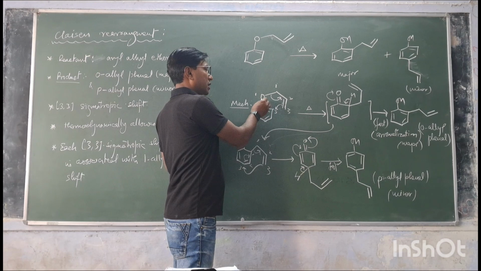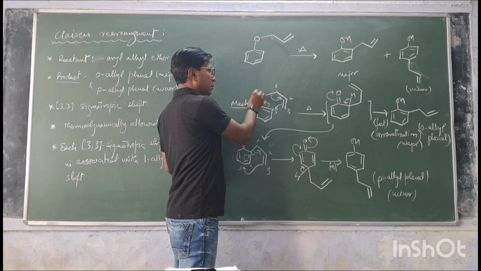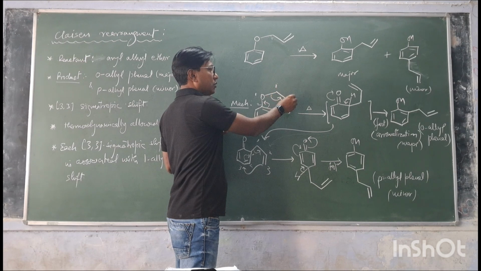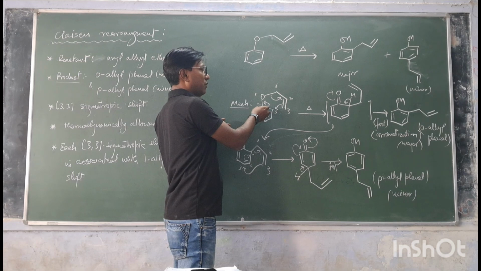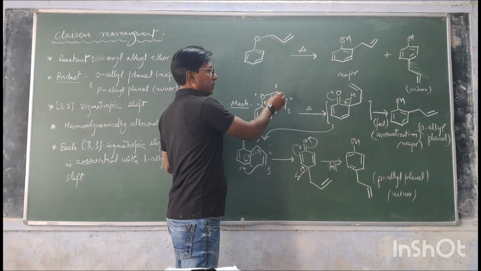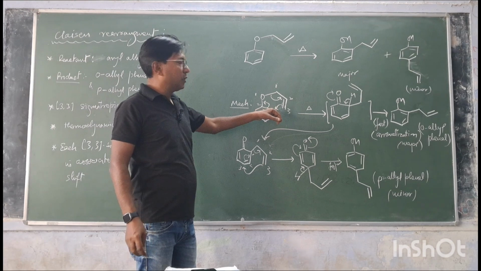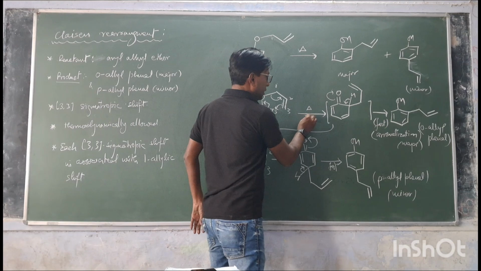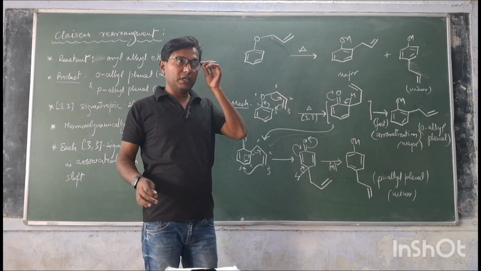The bond between this oxygen and this aryl carbon is numbered as 1, 2, 3. Then in the allylic part, I have numbered it as 1, 2, and 3. The reaction takes place like this. The bond will go this way, generating a double bond over here, and this oxygen-carbon bond will break to have a double bond over here, and a new sigma bond is formed between the 3 positions. Therefore, I am saying this is a [3,3] shift, and this comes under the [3,3] sigmatropic shifts.